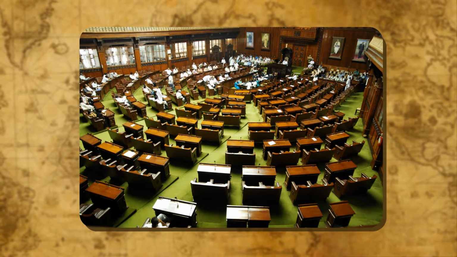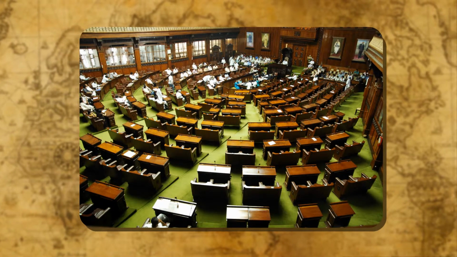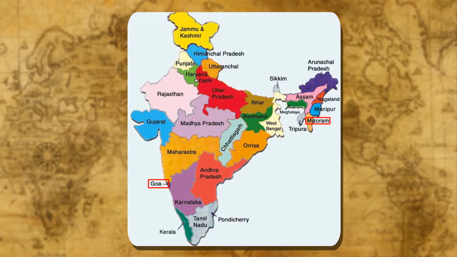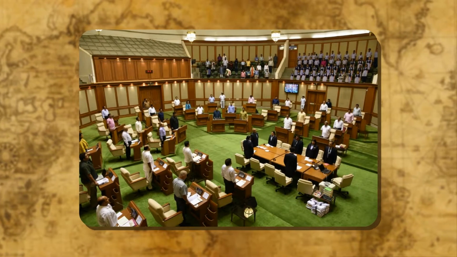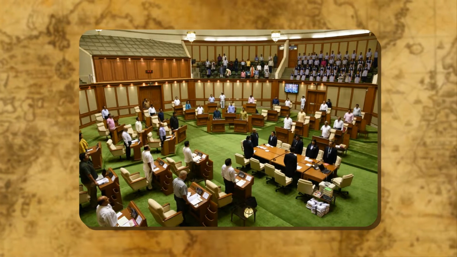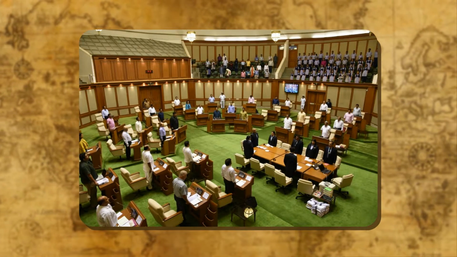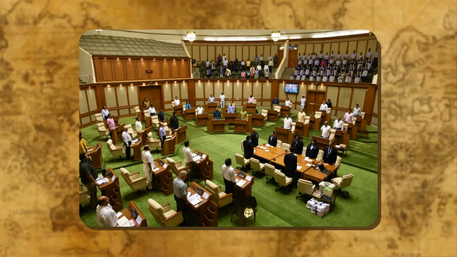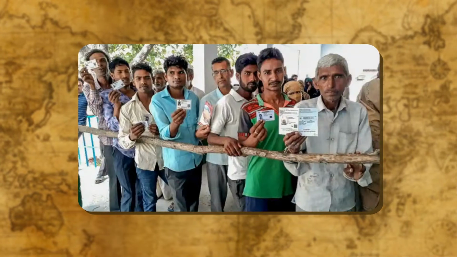But there are, however, special provisions in respect of small states like Goa, Mizoram, Nagaland, and Sikkim. Here, the legislative assemblies have less than 60 members each. They vary from 30 to 40. The members of the Vidhan Sabha are directly elected by the people for a period of 5 years.